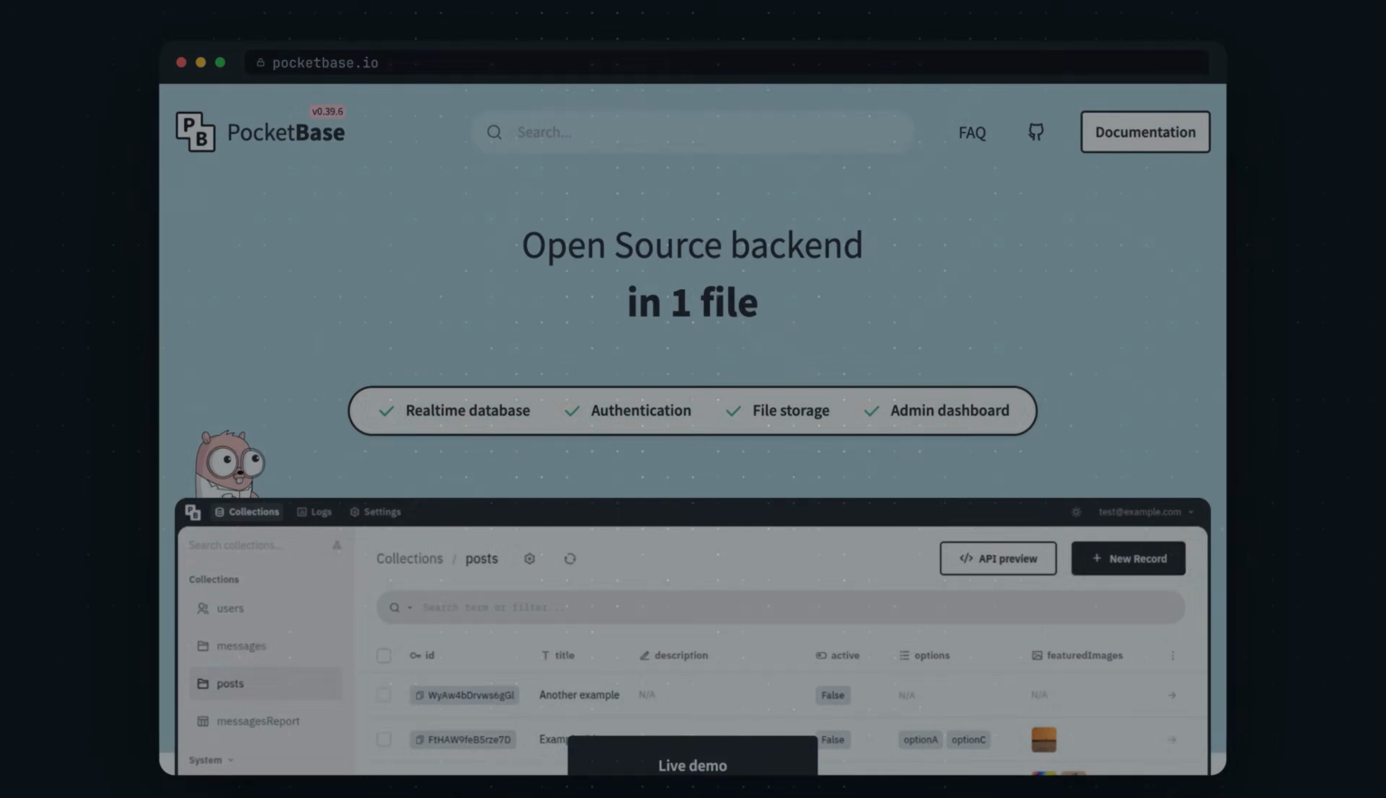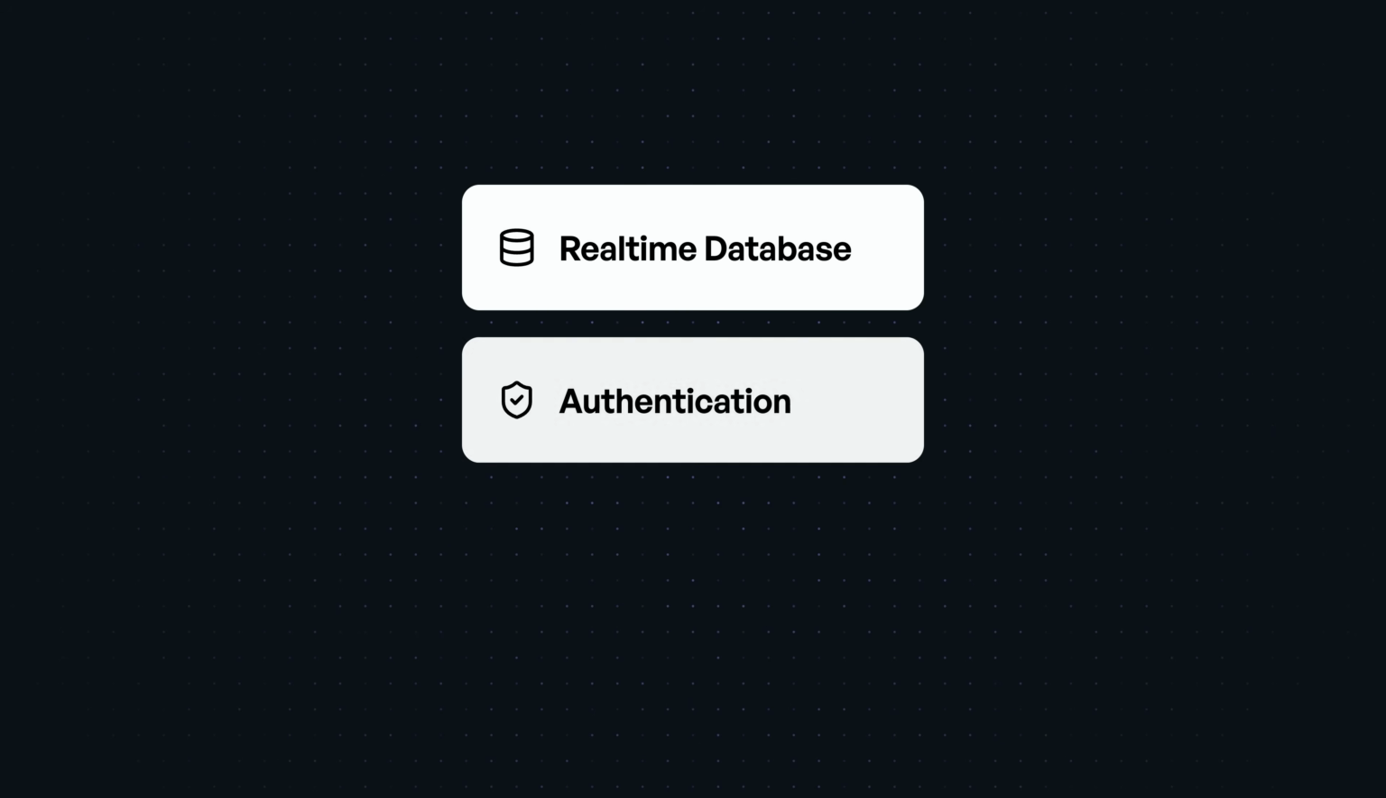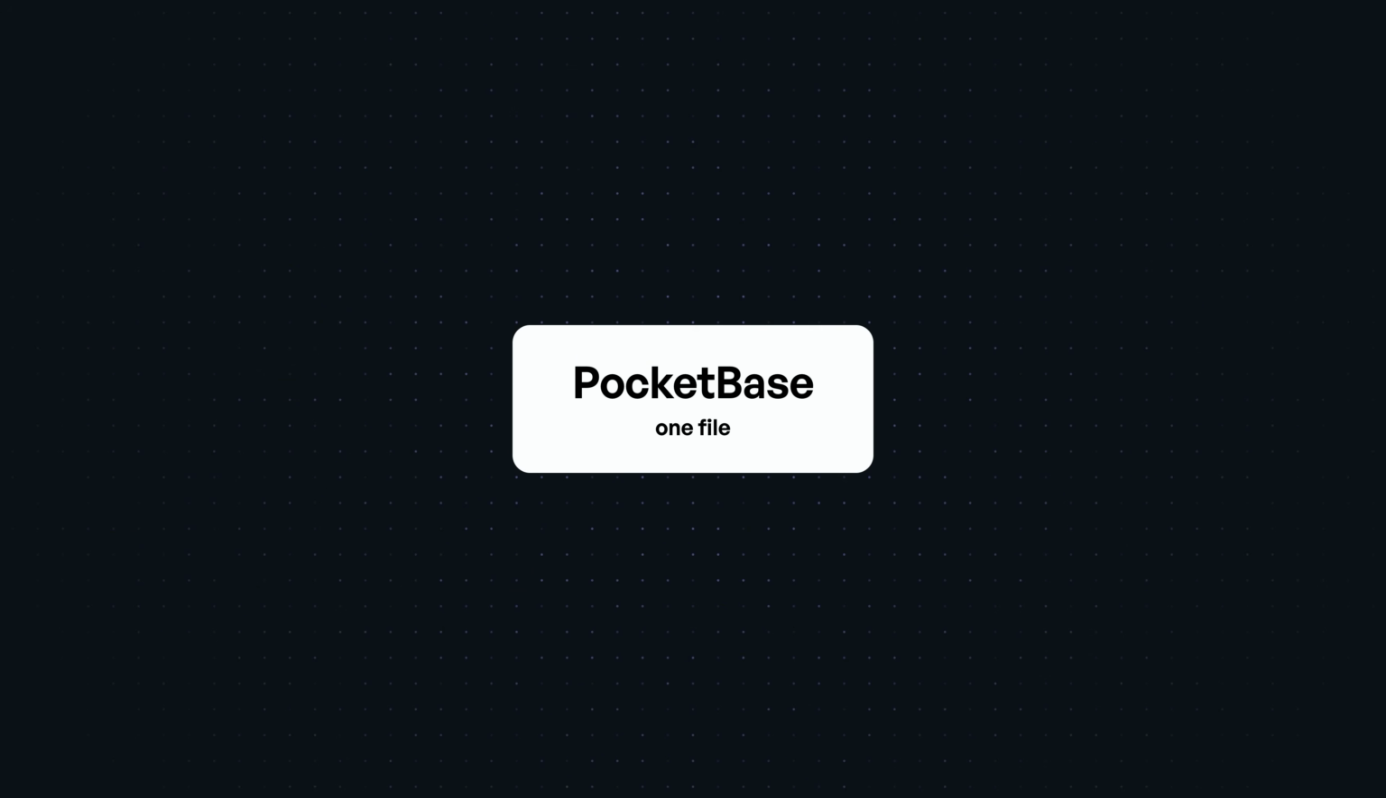PocketBase is an open source alternative to Supabase or Firebase, and possibly the simplest backend you could ever run. Just one single file giving you real-time database, authentication, and file storage. This is in complete contrast to how insanely complex modern web dev has become. So in today's video, we'll test out PocketBase and see if its simple architecture really stands up when building anything beyond a simple app.